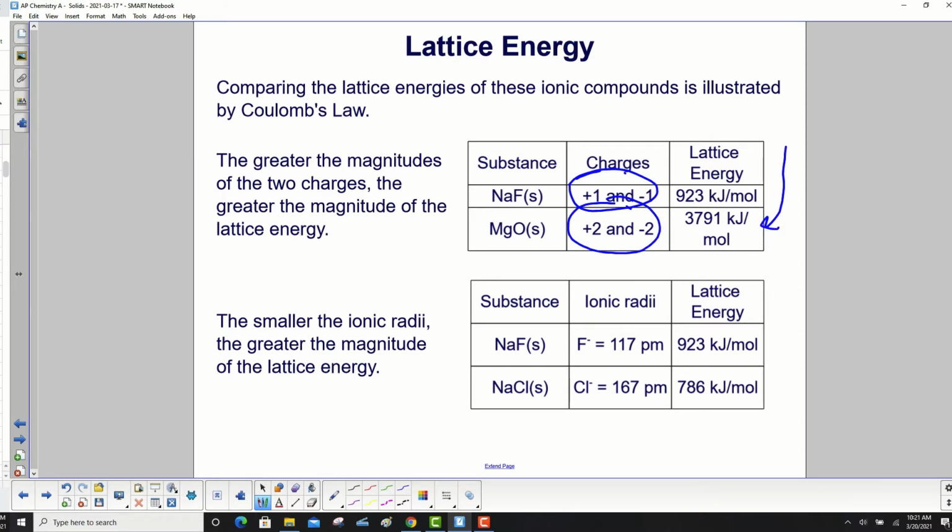The smaller the atomic radii, the greater the magnitude of the lattice energy. All right, so here's our atomic radii for fluorine, for chlorine. So the lattice energy is going to be bigger with the ionic radius of fluorine. And you can see 923 kilojoules per mole versus 786 kilojoules per mole.